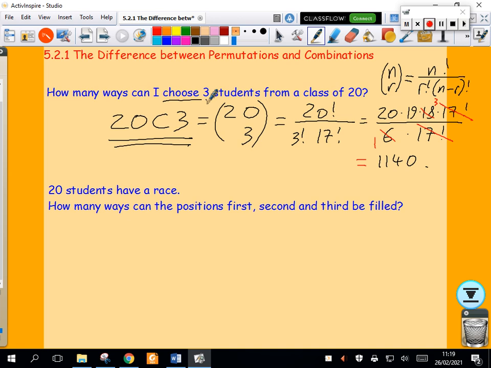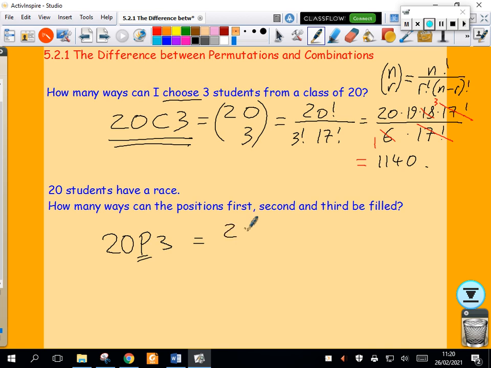Look at how that question differs from this question. 20 students have a race. How many ways can the positions first, second and third be filled? Well, in that case, if Anne came first and Barry came second and Charlie came third, that's a different result than if Barry came first and Anne came second and Charlie came third. So we're talking about arrangements in this question. We're talking about how many ways, if I take 3 objects from 20 objects, how many different ways can I arrange them? How many different ways can they be permuted?